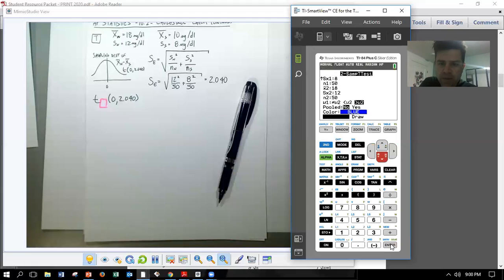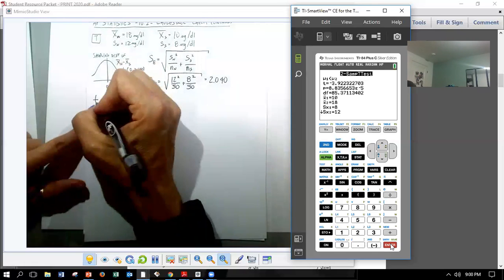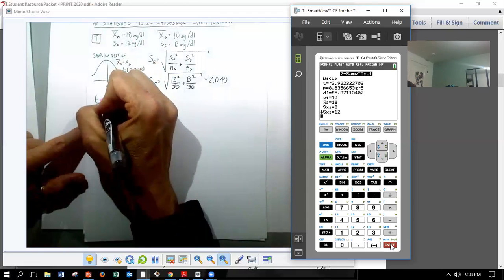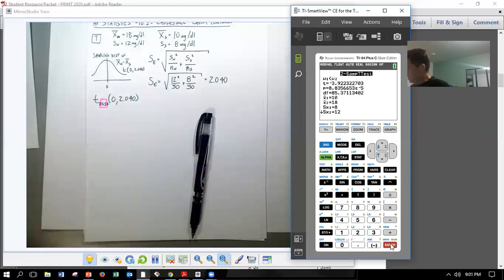So I'm going to go down and calculate it, and that's going to help me get my degrees of freedom. We can see that the degrees of freedom here are pretty high, 85.37. So if I want to make this more precise, this is 85.37. So that's the T that I have there with that many degrees of freedom. I'm going to show you a little of it worked out, but we're going to let your calculator do the work for you here.